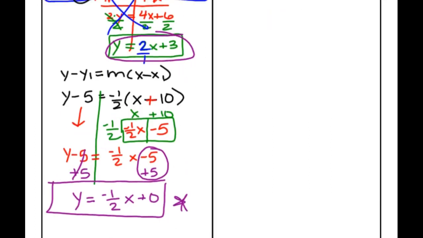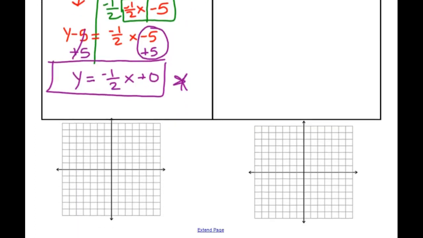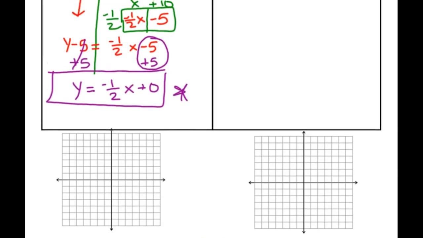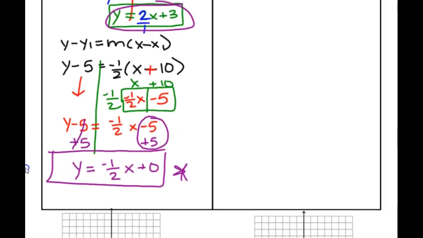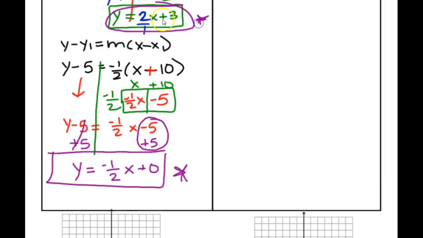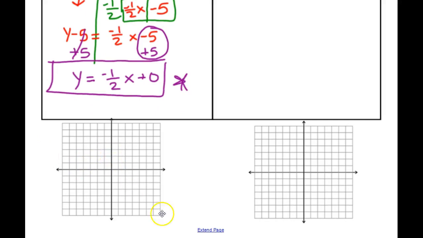If they asked you to graph them, you could. There are 2 graphs down here. I'm not quite sure if I had you put those on your notes or not. If I did, let's graph it anyways. This first one, we would begin at a positive 3. 1, 2, 3.